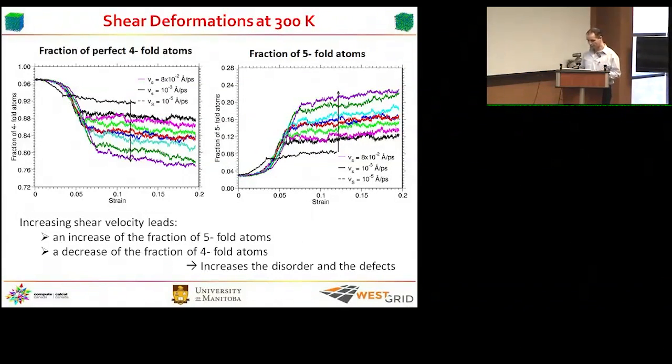Now, when we apply the shear deformation, we see that the number of atoms that have coordination number 4 decreases, and the opposite, coordination number 5, increases. This means that increasing the shear velocity leads to an increase of defects in the amorphous silicon, and a decrease of the number of atoms that have coordination number 4.